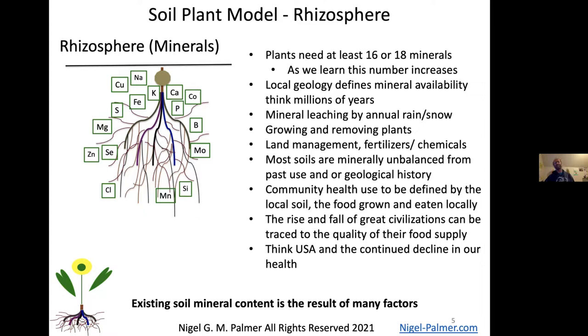And I put 16 or 18 minerals up there. And the reason for that is as we learn more, and depending on the date of the periodical or source that you read, the number of minerals that we need increases. I suspect those numbers will continue to increase as we become more sophisticated in our understanding of the reactions and interactions in the soil. Well, your soil geology, your soil mineral content is basically defined by the local geology that is in the soil. And you can go back millions and hundreds of millions and perhaps billions of years in order to determine what minerals you have in your soil.